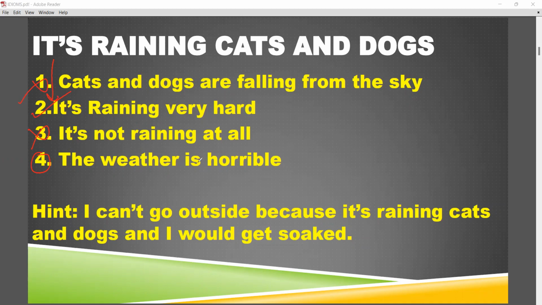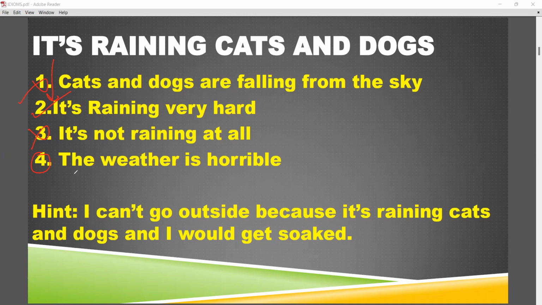The weather is horrible could mean that the weather is very hot and humid, or very cold and frigid. It doesn't signify that it's raining, and this idiom is related to rain. So why cats and dogs? There is a popular belief behind these idioms and phrases. Whenever cats and dogs fight, there are a lot of squeals and screeching voices, similar to the thunder and lightning noises produced when it's raining. That's why raining cats and dogs stands for raining very hard.